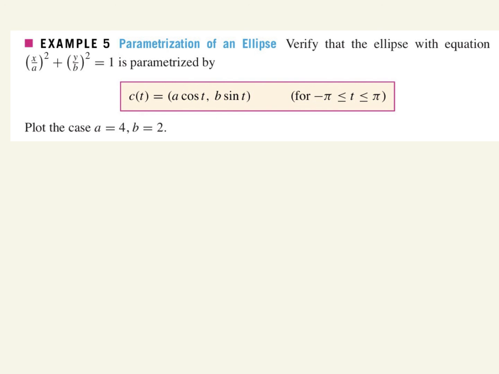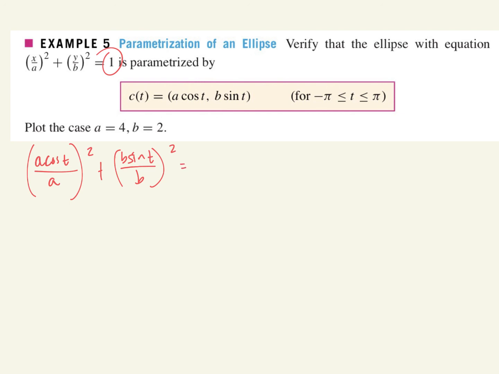Right. So we're going to first show that the equation of an ellipse can be parametrized by this relationship. All that I'm doing here is replacing the x and the y with a cos t and b sine t. So I have a cos t over a squared plus b sine t over b squared. We're looking to make sure that that's going to equal 1.